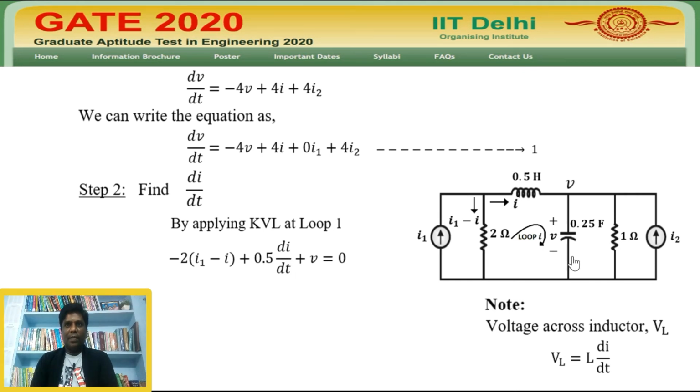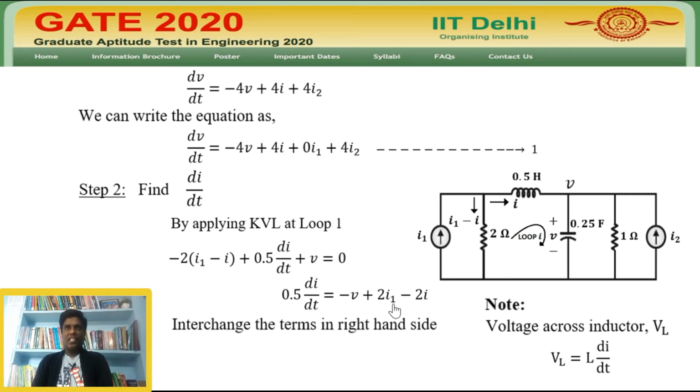Next, the third element: the voltage drop across the capacitor is V. This notation is already given in the question paper, and the current through the capacitor is the same as the loop current. So the voltage drop across the capacitor is plus V, and the sum equals 0. In this equation, multiply the minus 2 with I1 minus I, and shift these terms along with V to the right hand side. Then the equation will be 0.5 into di by dt equal to minus V plus 2I1 minus 2I.